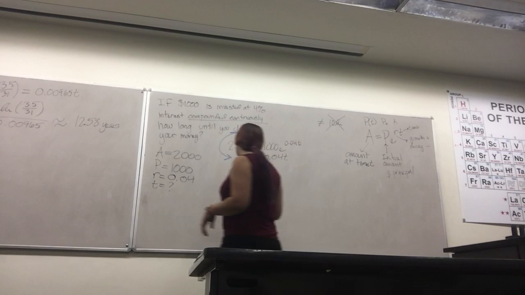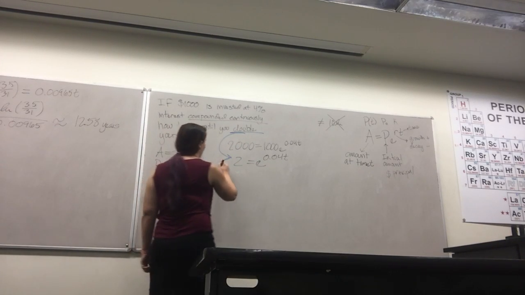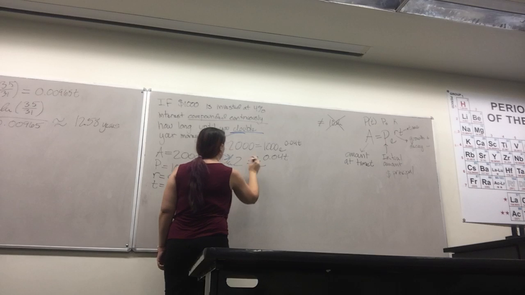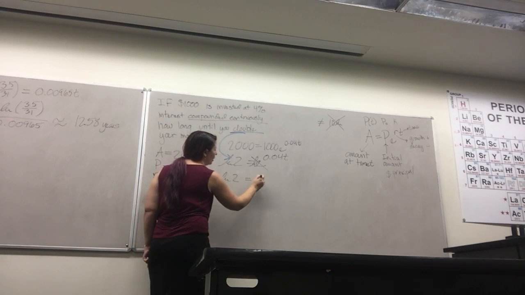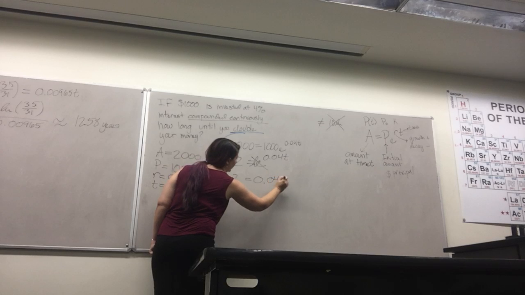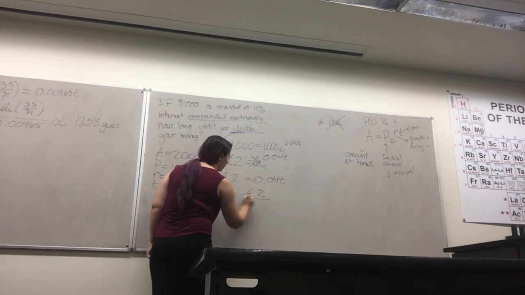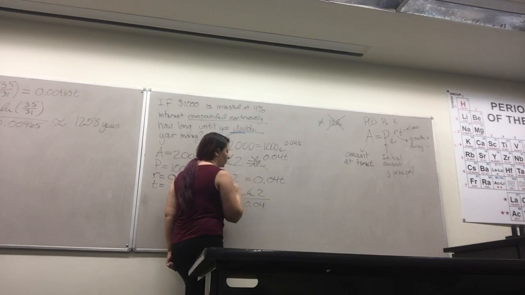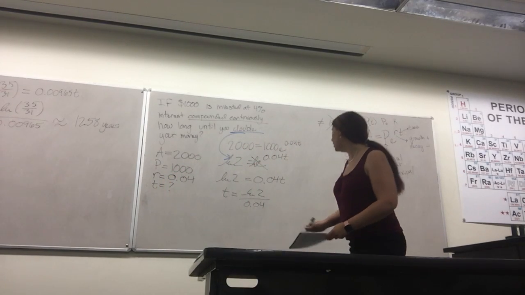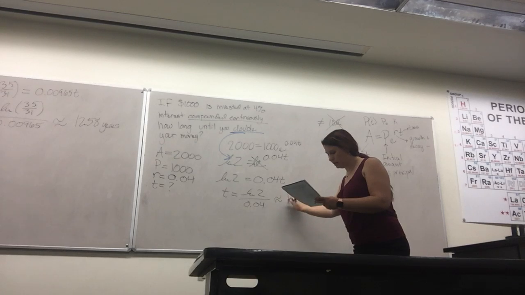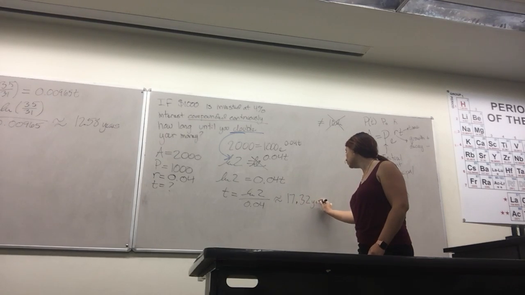So from here, what do we do? Take the natural log. So the ln and e cancel. Natural log of 2 equals 0.04t. So then t is equal to natural log of 2 over 0.04. If we plug that in, we get approximately 17.32 years.